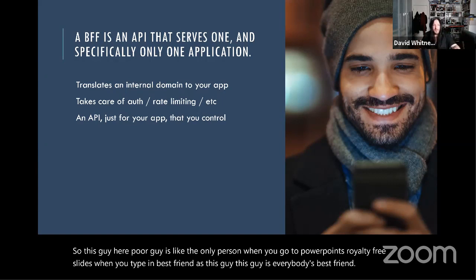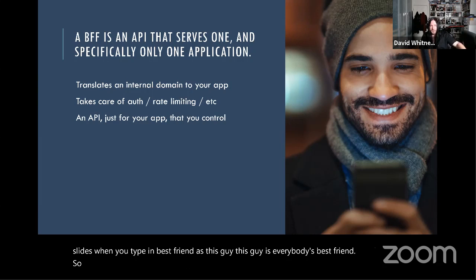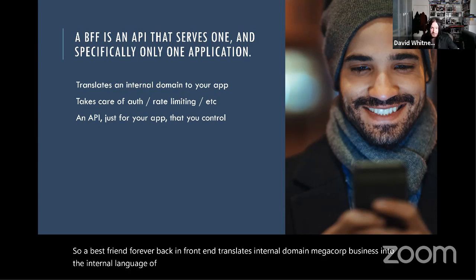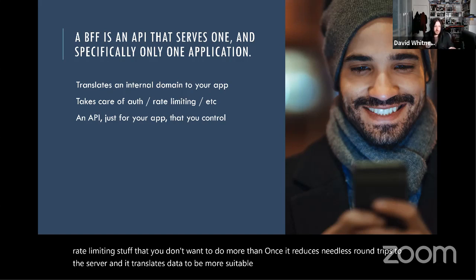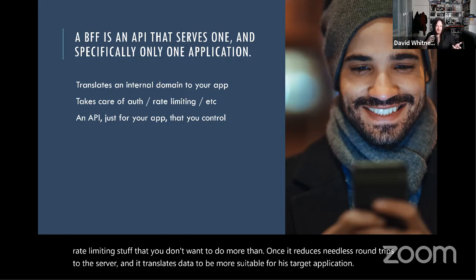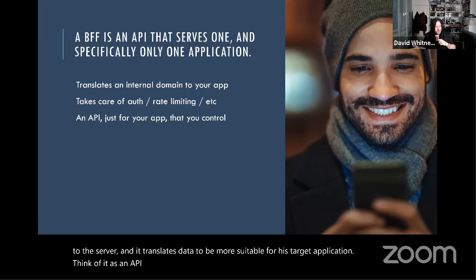So a best friend forever, back end for front end, translates an internal domain, megacorp business, into the internal language of the application that it serves. It takes care of things like authentication, rate limiting, stuff that you don't want to do more than once. It reduces needless round trips to the server, and it translates data to be more suitable for its target application. Think of it as an API, but just for your app that you control.